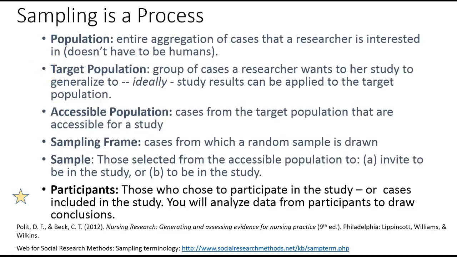So the next step down is to think about who in that target population you can access. Now that's a pretty interesting question. So let's say your target population are patients having a certain condition in the hospital or clinic where you work. Chances are, if you get permission for your study, that's a pretty accessible population to you.